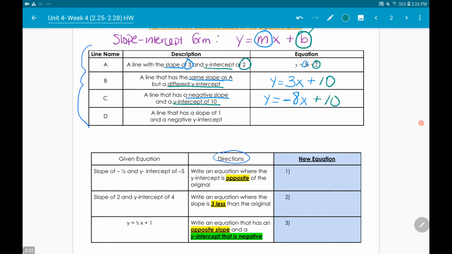Okay. And part D. A line that has a slope of 1, but a negative y-intercept. So you guys take a second, you write it out, and let's see what you get. Okay, so I got y equals 1x plus negative 3, or just y equals x minus 3. Any number you want, because it just said negative y-intercept.